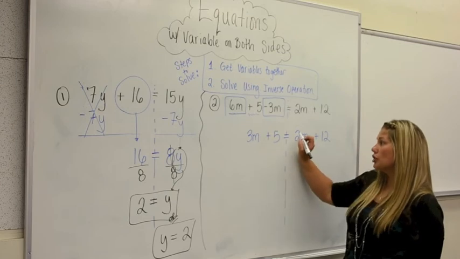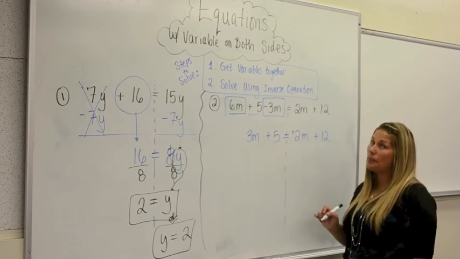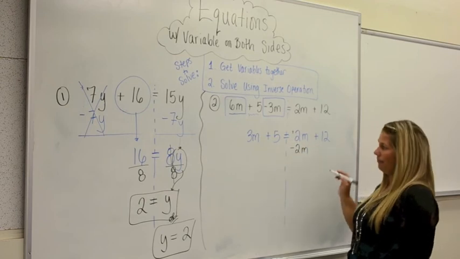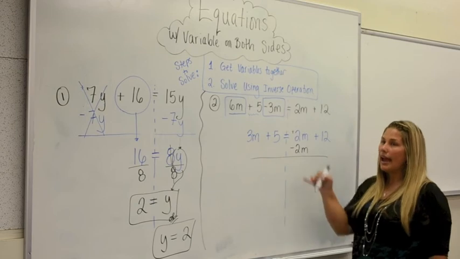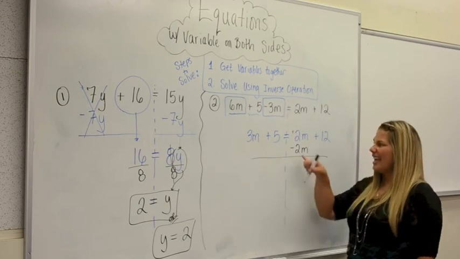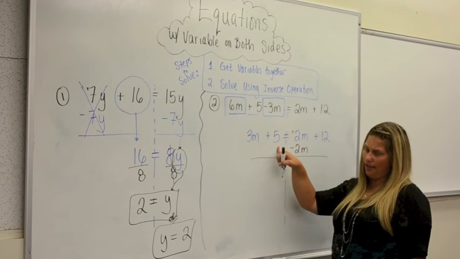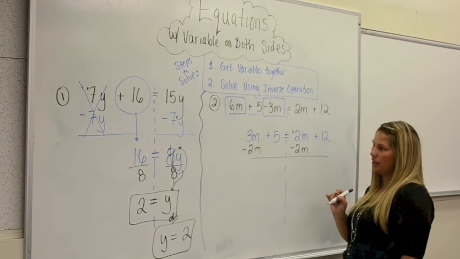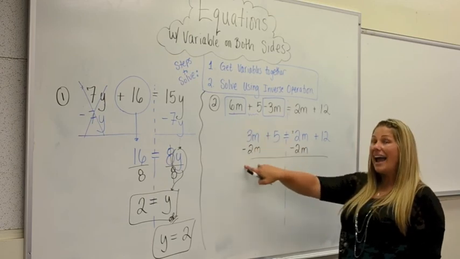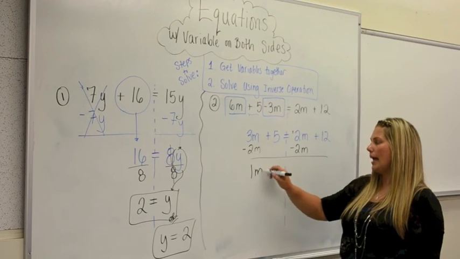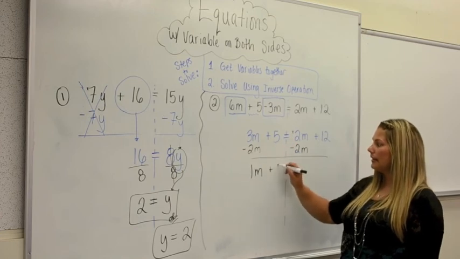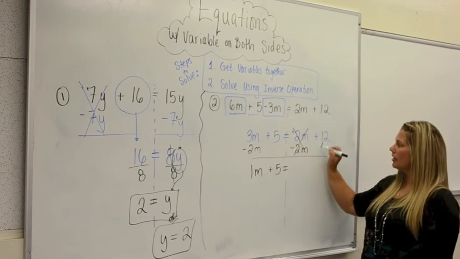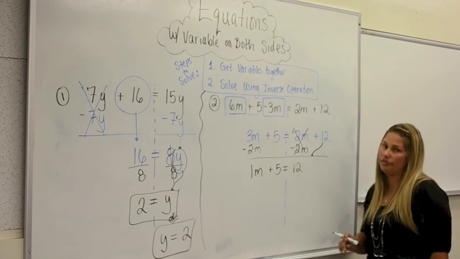So if there's no sign in front, remember it's the same as a positive. To get rid of a positive 2m, I have to subtract 2m. But if I do that to the right side, I have to do it to the left side. And that negative 2m can't combine with 5. So I'm going to put it underneath that 3m because they're the like terms. So 3m's minus 2m's means I have 1m. Then I still have that plus 5. 2m minus 2m is nothing, but over here I still have 12.